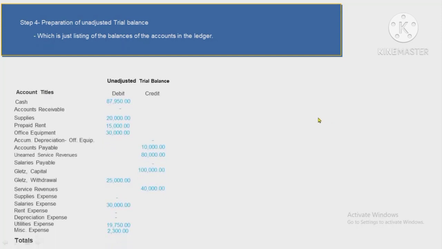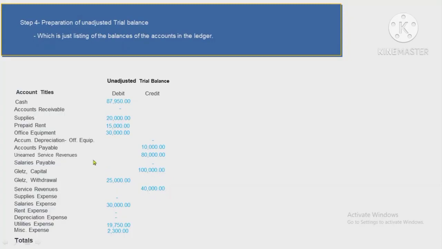If you remember, in the T account discussion we had a while ago, we have a cash balance of 87,950 on the debit, and other debits for supplies of 20,000, prepaid rent of 15,000, office equipment of 30,000, withdrawal of 25,000, salaries expense of 30,000, utilities expense of 19,750, and miscellaneous expense of 2,300. On the credits, we have accounts payable of 10,000, unearned service revenues of 80,000, and capital of 100,000. We also have credit on the service revenues of 40,000.